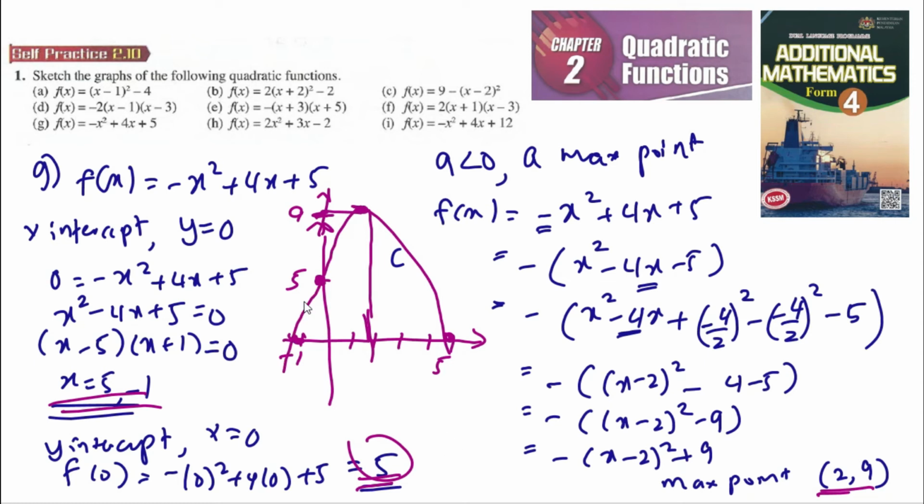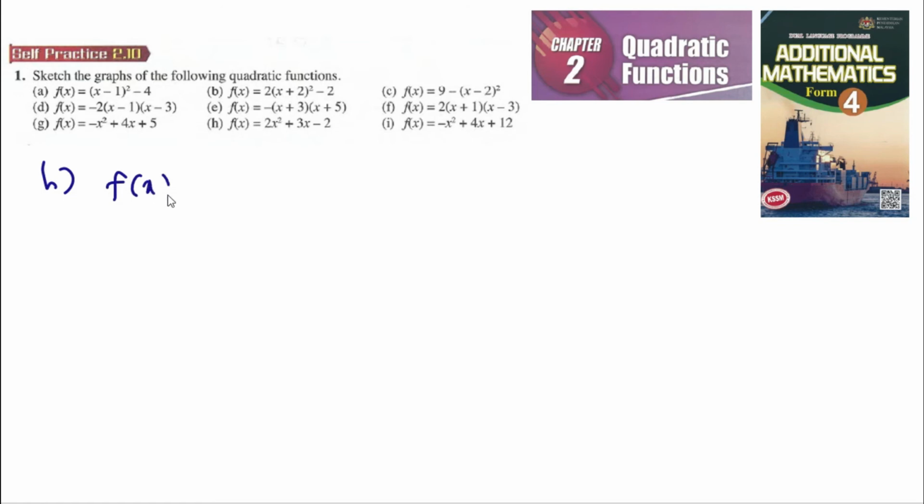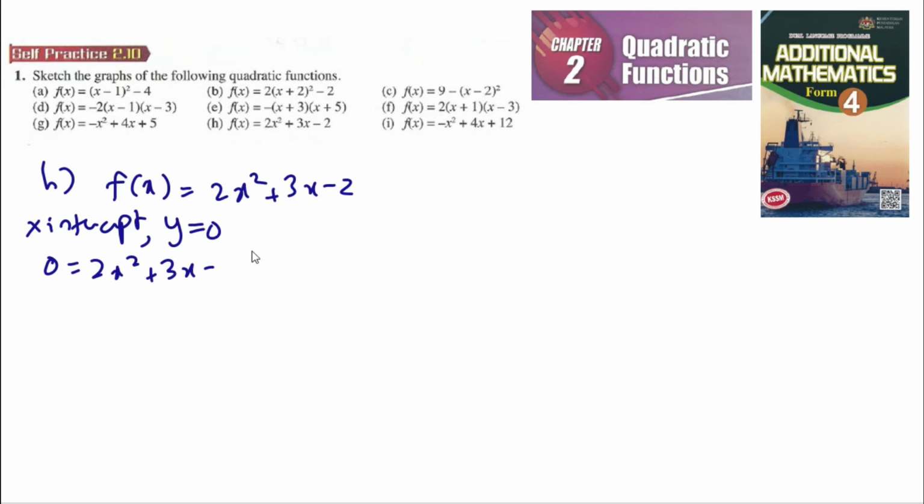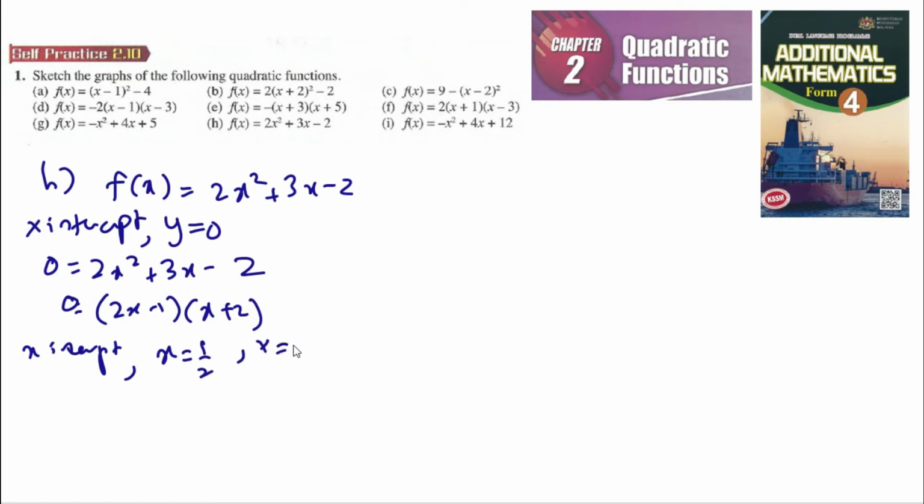So this is the graph for this function, f(x) is equal to 2x squared plus 3x minus 2. For the x-intercept, y is equal to 0. So 0 is equal to 2x squared plus 3x minus 2, which factorizes as (2x minus 1)(x plus 2) is equal to 0. So for the x-intercept, x is equal to a half and x is equal to negative 2.